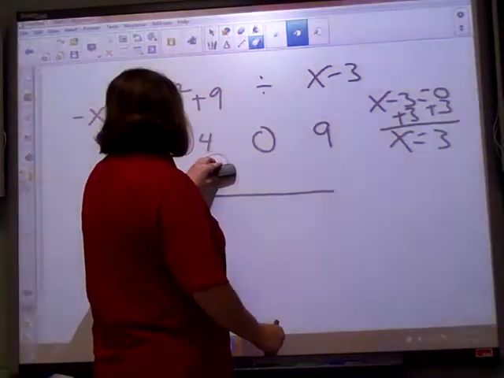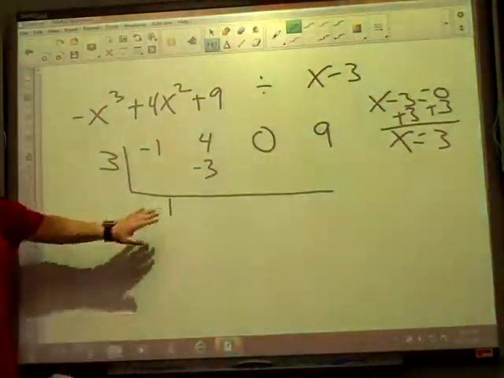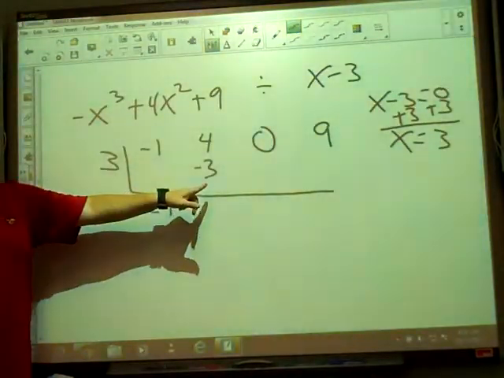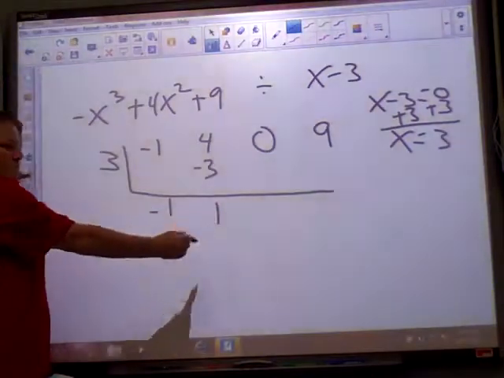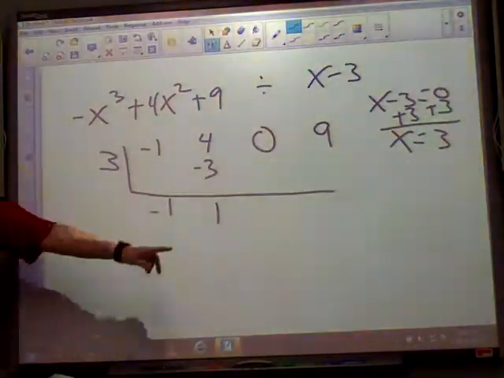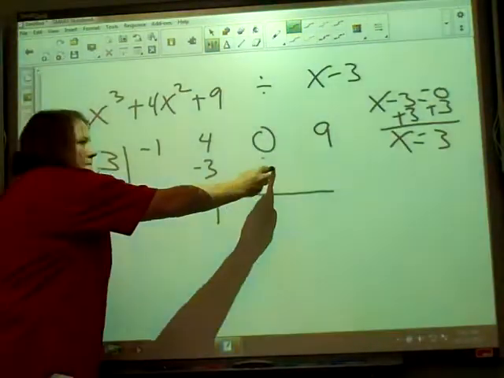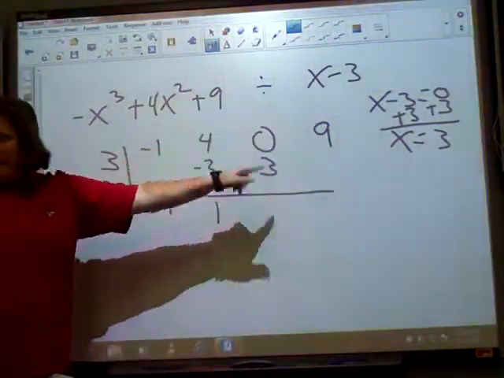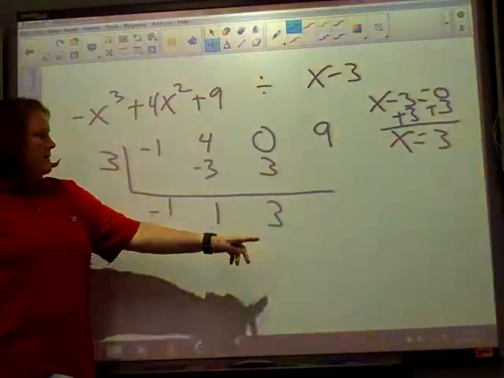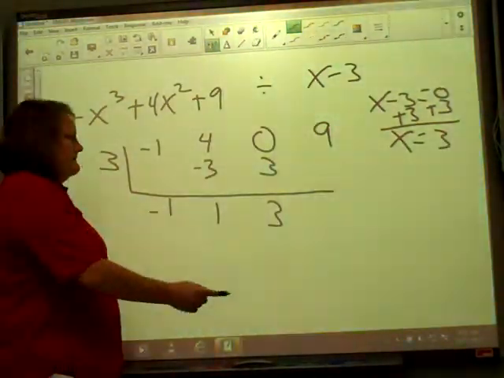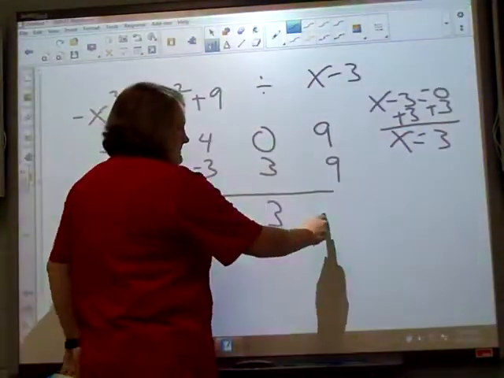I said negative 3. That was terrible. Negative 1 times 3, put it underneath the next number. And then add it. So it's 1. Multiply that by 3. 1 times 3, which is 3. Add. Multiply. 3 times 3. Add.